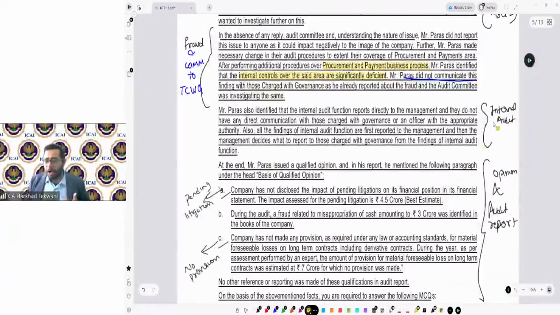So I have marked the information with respect to the internal audit. Mr. Paras also identified the internal audit function reports directly to the management. One of the points could be this one. I just highlighted the important keywords over here. They do not have direct communication with those charged with governance or the appropriate authority. Also, all the findings of the internal audit function are first reported to the management, and then management decides what to report to those charged with governance. I could see that the internal audit function has to report everything first to management. Now let's go back to the options.